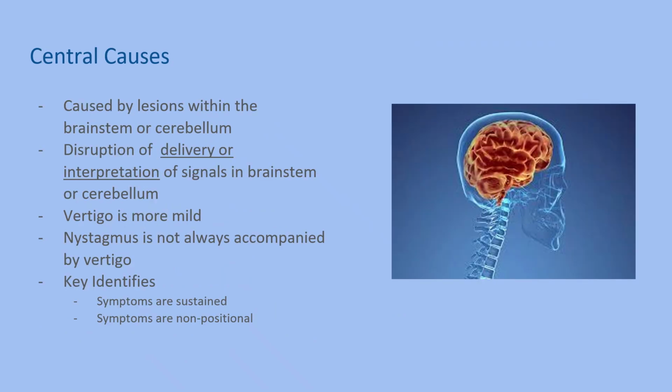The central causes of vertigo are caused by disruptions of the delivery or interpretation of the signals coming from the vestibular system. The location of the issue is often in the brainstem or cerebellum. The sensation of vertigo is more mild with central vertigo than with peripheral vertigo. The symptoms are sustained, unlike peripheral, which come and go in episodes. Also, it is non-positional.